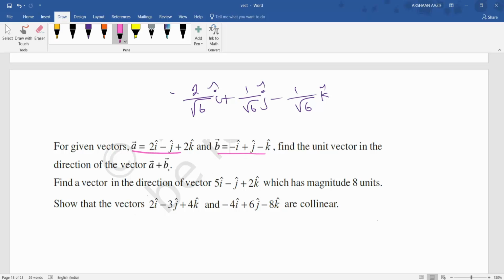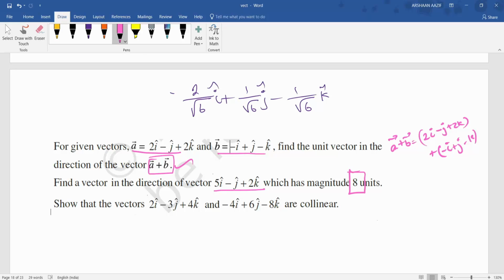For given vectors A and B, find the unit vector in the direction of A plus B vector. So we have to find A plus B first and then we have to find the unit vector. Adding two vectors is just adding the components. We have already discussed, right? You have to add the like terms. That is, i and i will get added together, j and j will get added together, and k and k. You have to consider the sign when you are adding it. So 2i and minus i here will end up as 2i minus i, that is i. This way you can find A plus B vector and solve the sum.